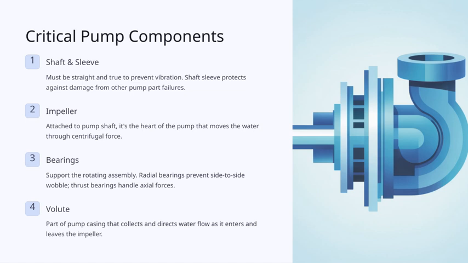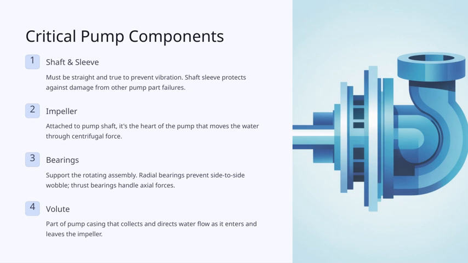Then we have the bearings. These are crucial because they support the rotating assembly. Radial bearings prevent any side-to-side wobbling, ensuring smooth rotation, while thrust bearings handle axial forces, keeping everything aligned along the shaft's axis. Proper bearing support is vital for the longevity and efficiency of the pump.